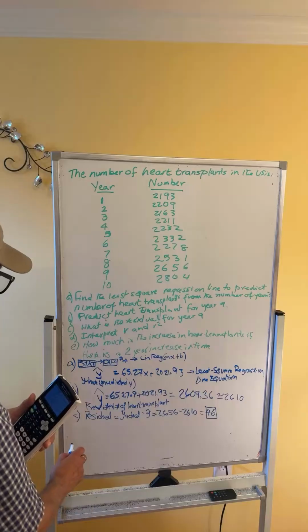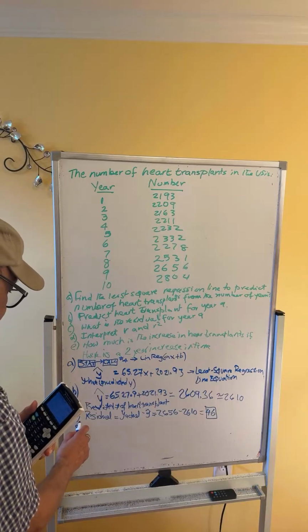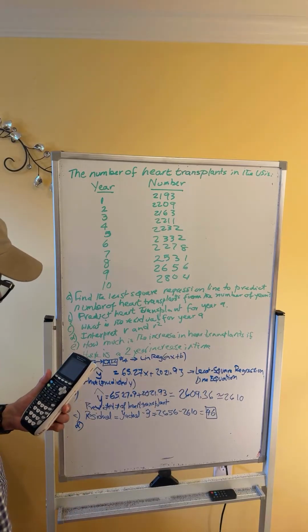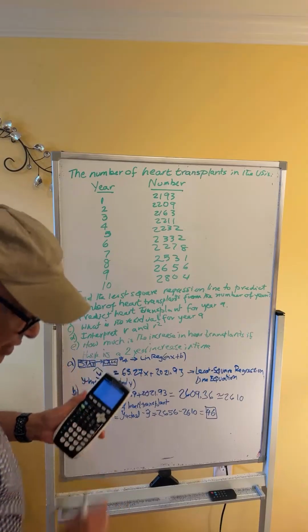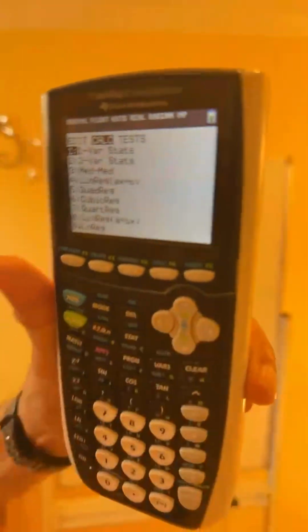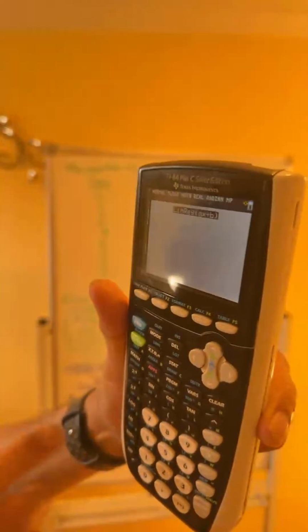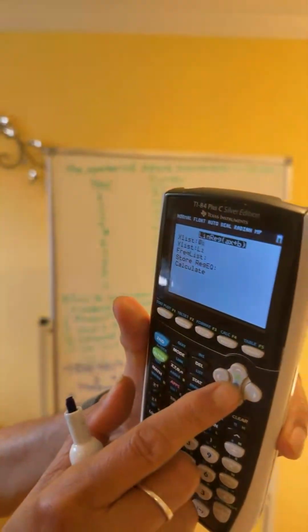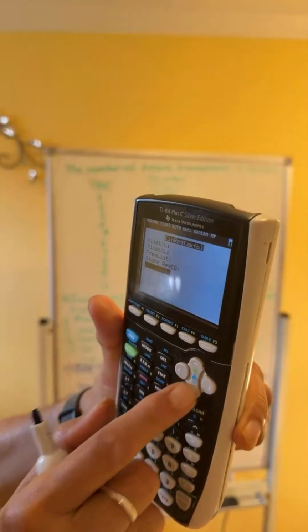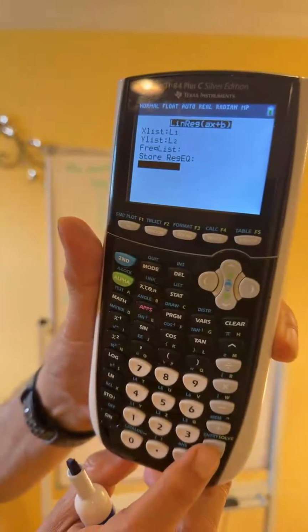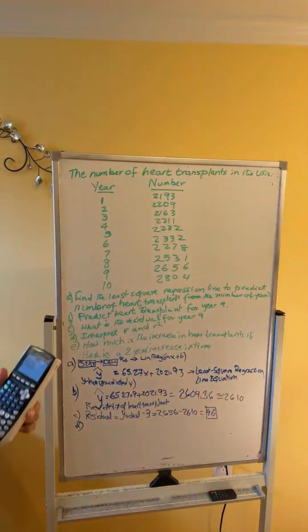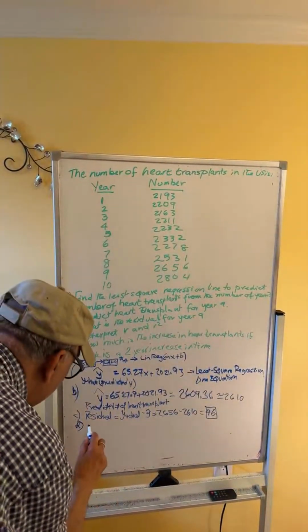Now they're asking to interpret the value of r and r square. For that I will again press stat, then highlight, meaning move the cursor on the top line by the right cursor key to CALC, and then number 4, LinReg(ax+b), and I go down to Calculate and hit enter, and along with the equation I get the r square value.